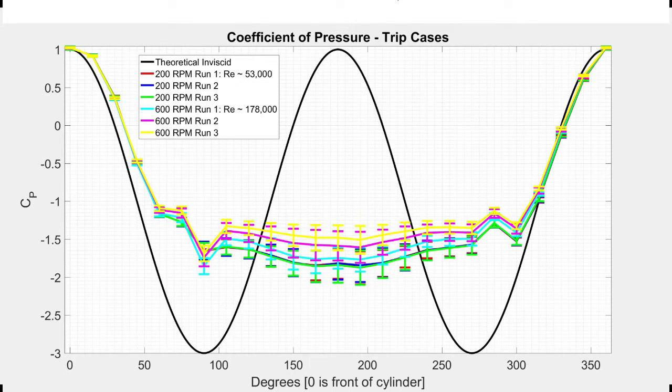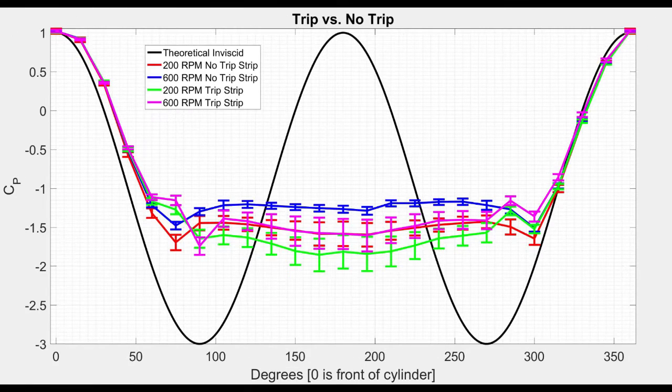It is also important to compare trip strip to no trip strip cases, so our next plot will feature one run of each: 200 RPM with trip, 200 RPM without trip, 600 RPM with trip, and 600 RPM without trip. Things to note. One, note the smaller standard deviations without trip strips, which confirms our idea that the trip wire caused more fluctuations by creating a barrier in the flow and possibly a small amount of recirculation.